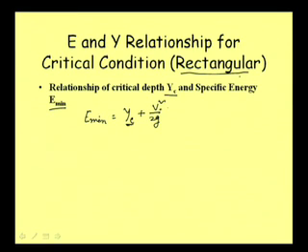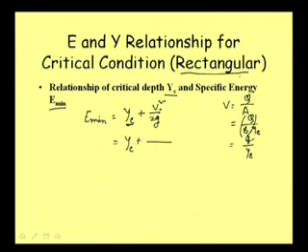Then v square: v is nothing but q by area, and for a rectangular channel this is nothing but q by b into y c. This is always the critical depth. So, q by b we can write as q by y c. So, this is equal to y c plus v square, which we can write as q square by y c square, and then twice g.